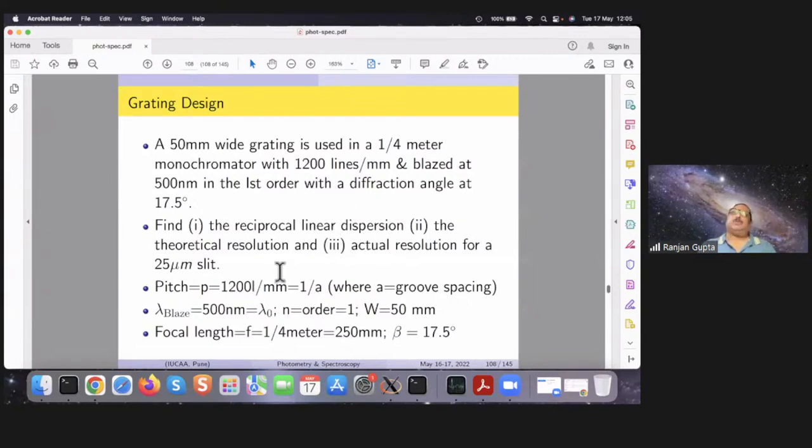Again, I am not going into the formulas of this grating, which can be nicely described in the reference books. So the pitch is given as 1200 lines per millimeter. And what is the groove spacing? 1 by A will give the groove spacing in millimeters. Then the blaze wavelength is given. The order is first order. I showed you different orders. The width of the grating is 50 mm. Focal length is 250 mm. And beta is given as 17.5.